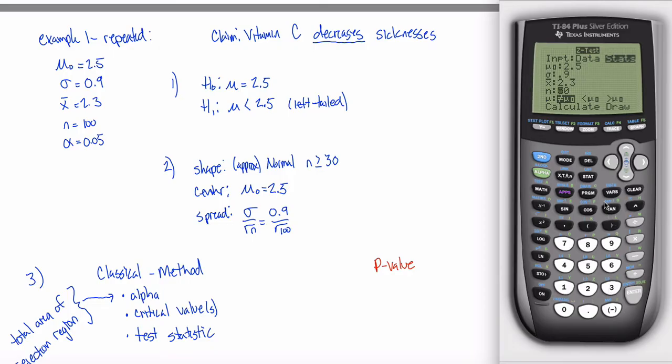And N was 100. And now I've input all the numbers that this calculator function needs. But there's one more row it needs. This guy right here. What's this row asking for? It's asking what's your alternative hypothesis, what's your claim.